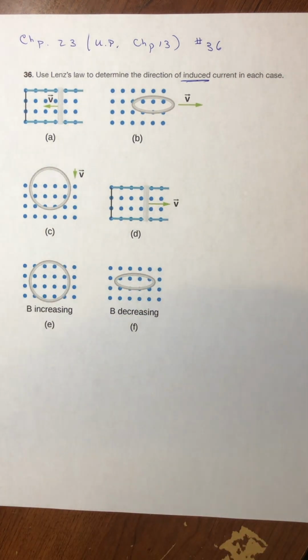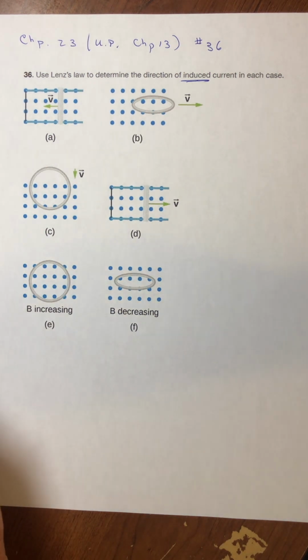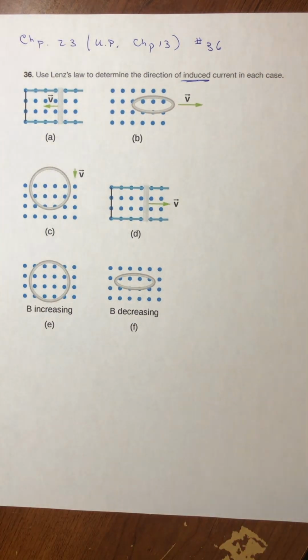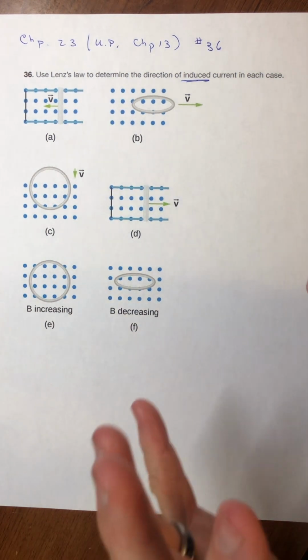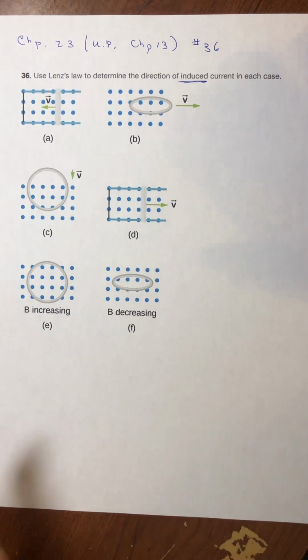I want to emphasize that because the beginning student often doesn't hear that it opposes the change. What they hear is it opposes the flux. I want to emphasize it doesn't oppose the flux. It opposes the change in the flux. Another way of saying the same thing is it likes to keep it the same value. Watch. Let's look at A.